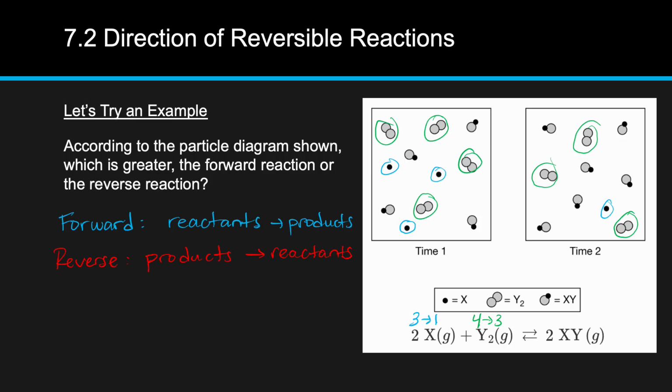And then finally, with our product, XY, we are starting in time 1 with 4 molecules, and in time 2, we have 6 molecules. So we're going from 4 to 6. And because we are increasing our products, that means that we have a very strong forward reaction. So all 3 of those is telling us that our forward reaction is greater than the reverse reaction between time 1 and time 2.